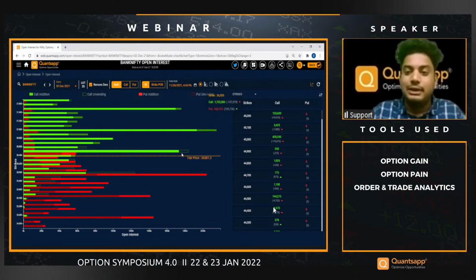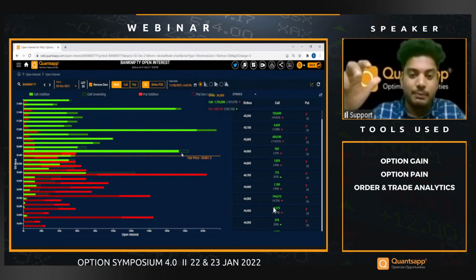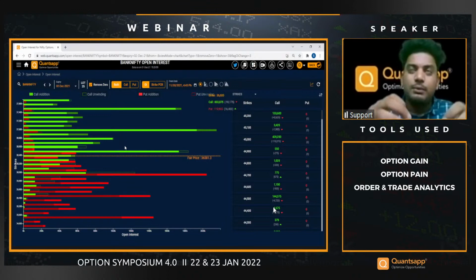So looking at this data, the first thing you will get to know is the range the markets are expecting. Then you will get to know about the sentiments. If we talk about the sentiments in this scenario, multiple short coverings on the call side indicate resistance getting broken. Additions on the put side indicate the support being strengthened. So again, it gives me a moderately positive view in Bank Nifty.